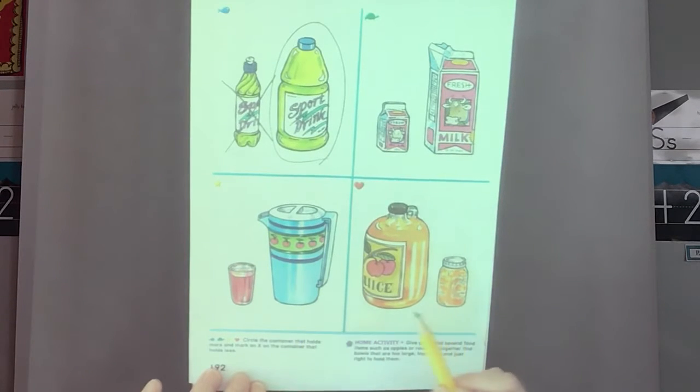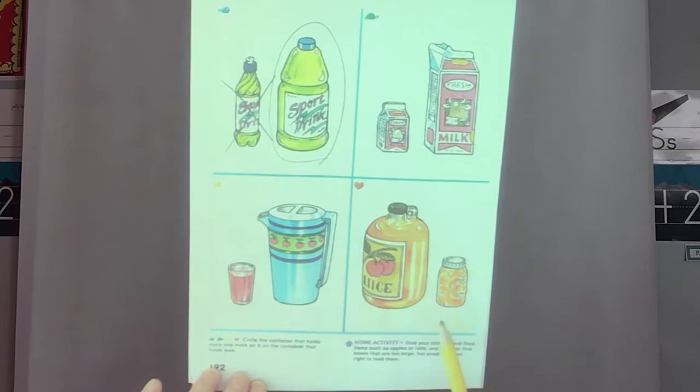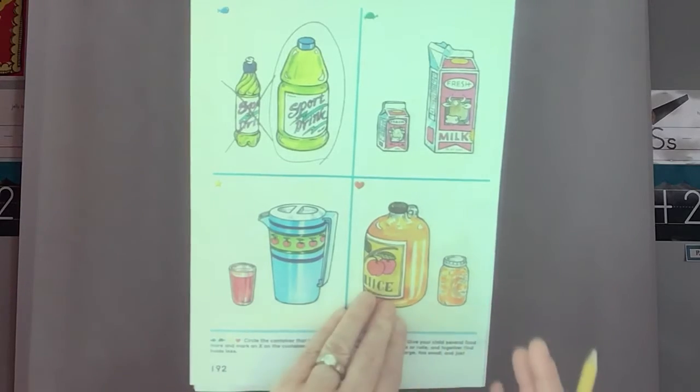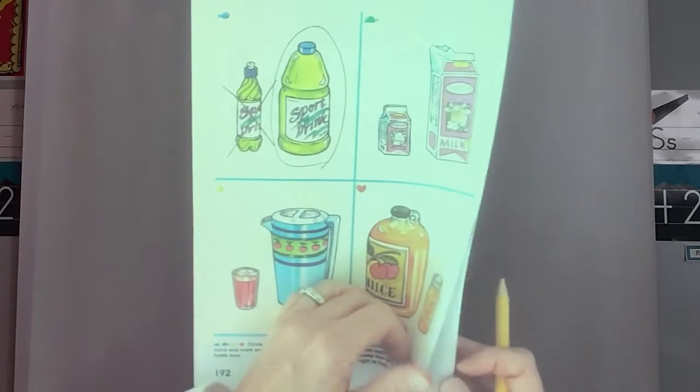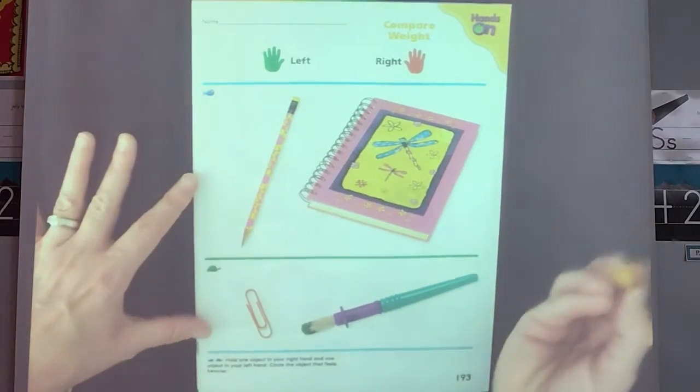Okay, we're going to the juice. It's apple juice. We've got a little jar and a big jug. Circle the one out of these two that holds more. Put an X on the one that holds less. Okay. Now that one I didn't do for you, so you need to do that one yourself.